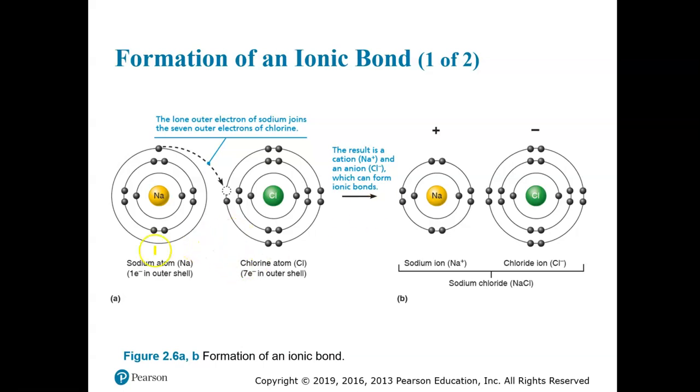You've probably seen this example before. The sodium has 1 valence electron and the chlorine has 7. Let's highlight those 7 so you can see.